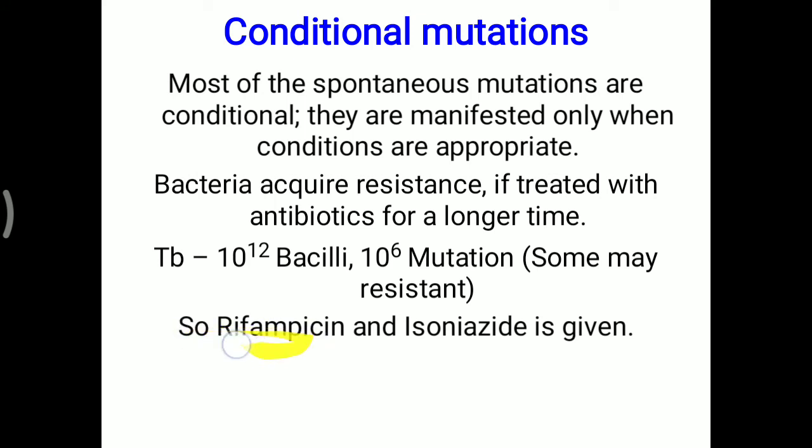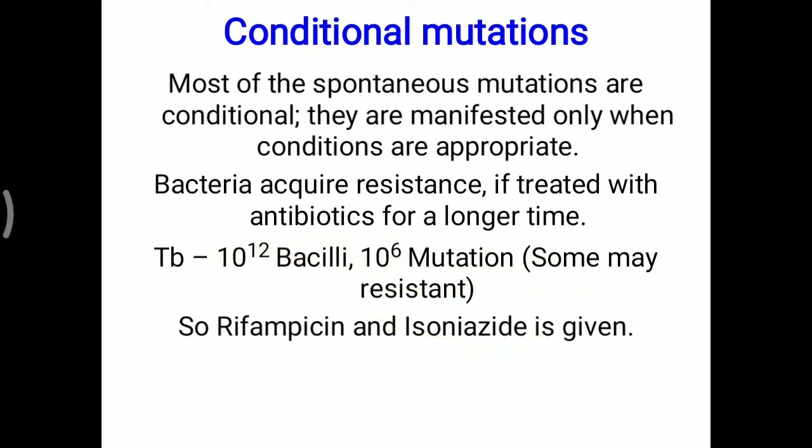So if only one drug is given in tuberculosis, there are more chances of mutation developing, and this drug will not be further useful for that tuberculosis. In the same way, if isoniazid is given alone, then mutation can also develop against the isoniazid drug.